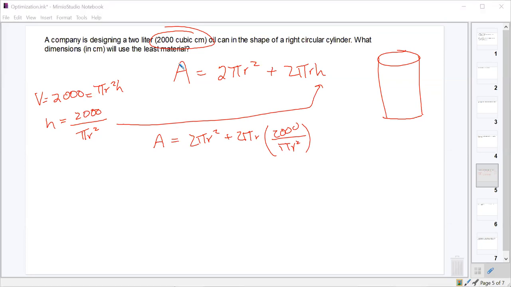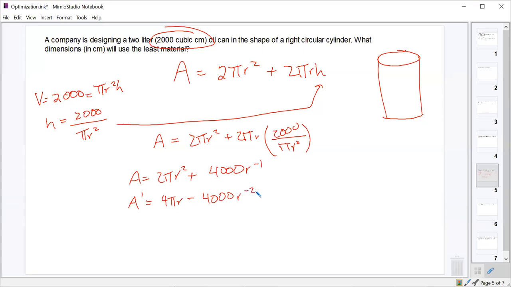Hold on 1 second. Okay, sorry about that. So if we simplify that, should give us area is 2 pi r squared plus, let's see, 2 times the 2,000 ought to be 4,000. The pi's ought to cancel, right? And this ought to become r to the negative 1. Everybody okay with that? Yep. All right. So now we will take our derivative. A prime ought to be 4 pi r minus 4,000 r to the negative 2.